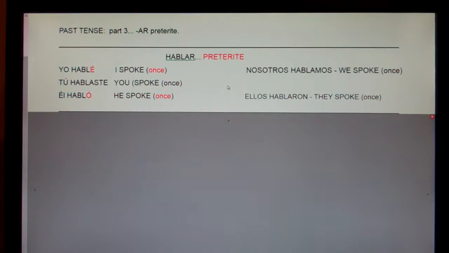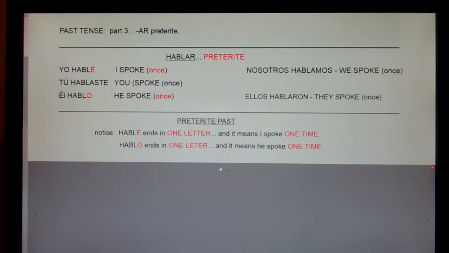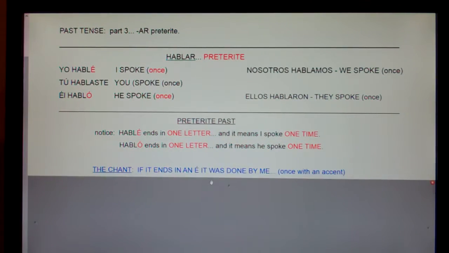Now, I have other clips where I deal with all 5 forms in the preterite. On this clip, I just want to focus on the yo form, hablé, and the he form, él habló. Notice, yo hablé ends in one letter, and it means I spoke one time. Él habló, you chop off the AR, add one letter, O, and it means he spoke one time. Again, hablé ends in one letter, and it means I spoke one time, and habló ends in one letter, and it means he spoke one time. That's kind of the whole point of this clip.